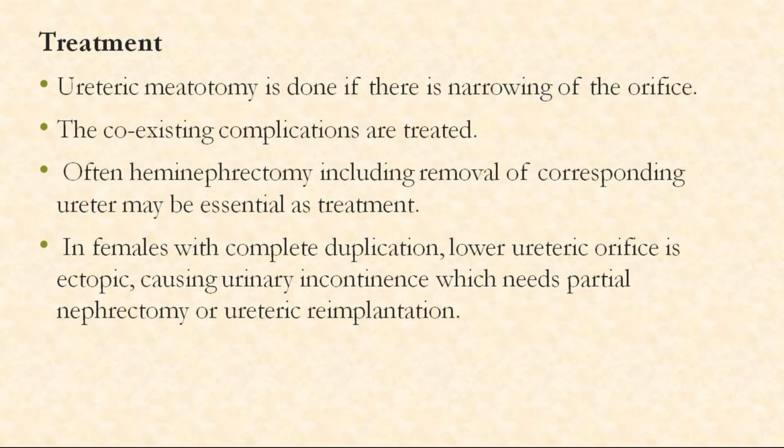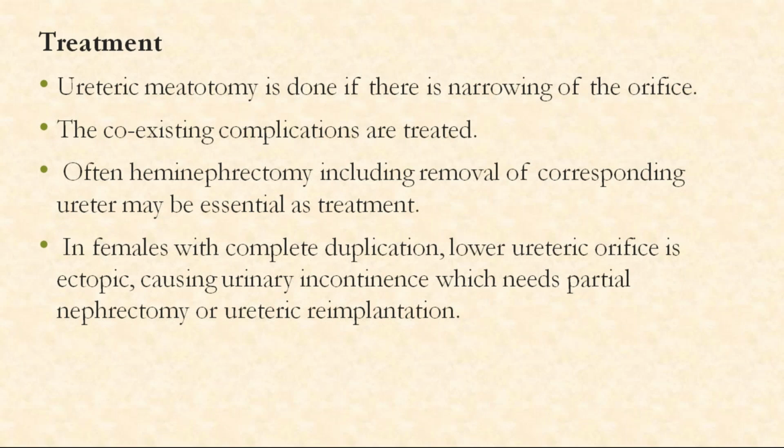Treatment: ureteric meatotomy is done if there is narrowing of the orifice. The coexisting complications are treated. Often heminephrectomy, including removal of the corresponding ureter, may be essential as a treatment because there will be constant vesico-ureteric reflux. That is the reflux of urine from the bladder and ureter into the kidney. Constant reflux will lead to damage of the kidney, leading to babies with renal failure.